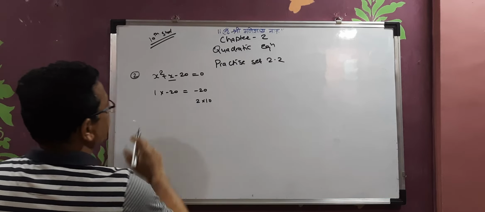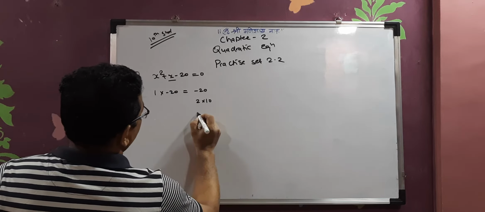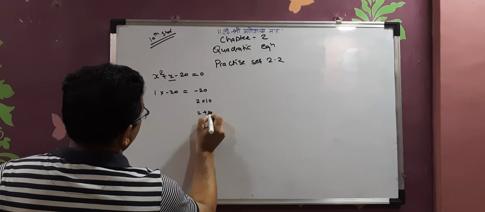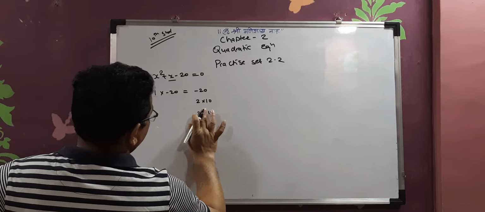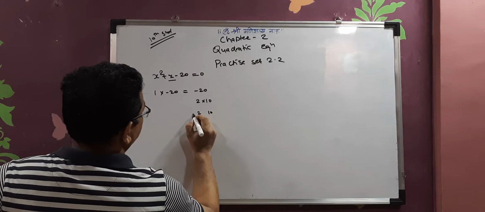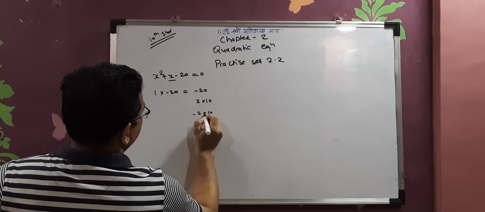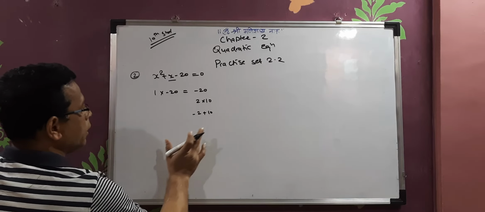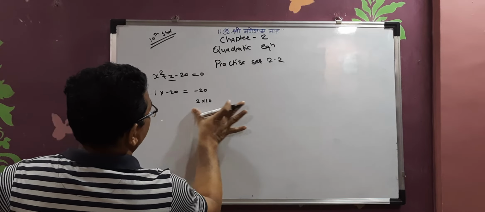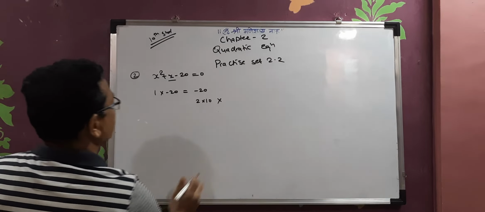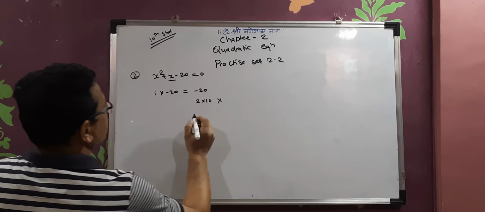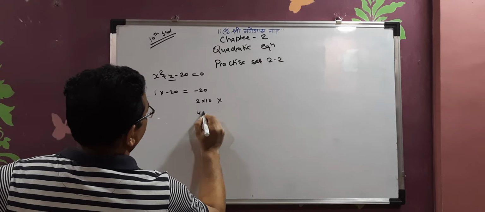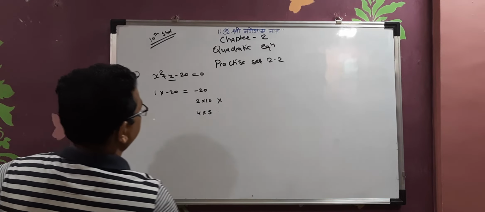But if you put 2 plus 10 here, the answer will come 12. It will not satisfy the required condition. If you take minus 2 plus 10, it is not giving the right answer either. So we will not use these two factors. Next, 4 fives are 20.